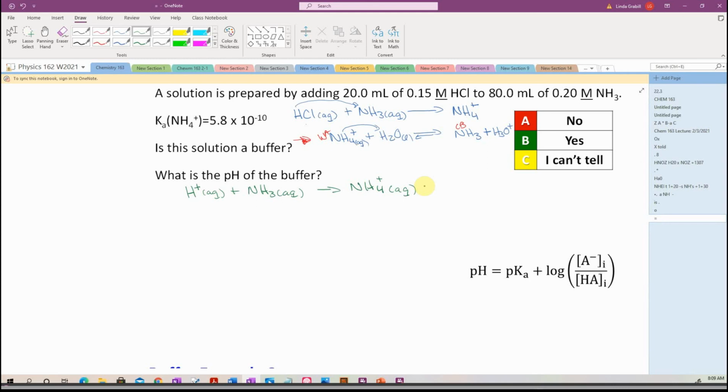All right, so what do we know? I know that I have this 20 milliliters of 0.15 moles of HCl over 1,000 milliliters. Oops, 1,000. That'll give me my moles of HCl. And then the other one, what do I have? I have 80 milliliters of 0.20 moles of NH3 divided by 1,000 milliliters. And that'll give me my moles of my ammonia. If I put that in my calculator, what do I get?